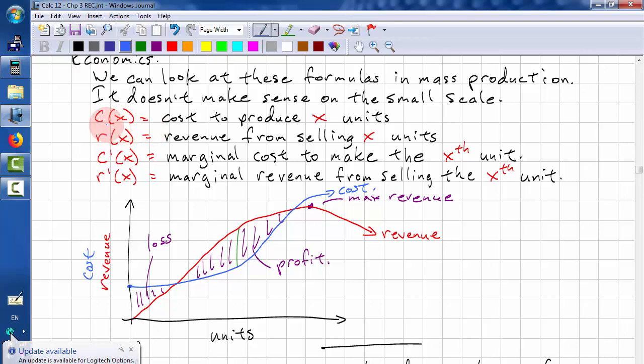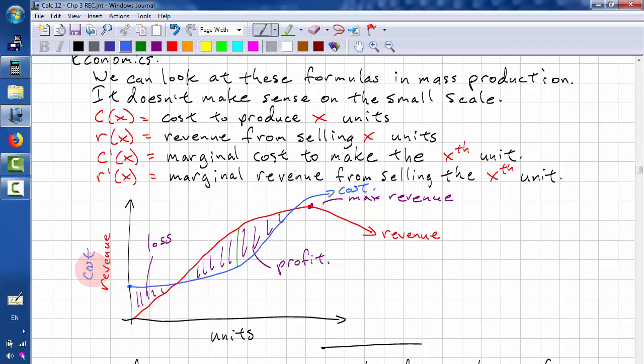Okay, so if we have C is the cost to produce X units, and we have R as the revenue from selling X units, whenever we take the derivative of a cost or revenue, that's called marginal. So marginal cost is going to be C prime. Marginal revenue is going to be R prime.